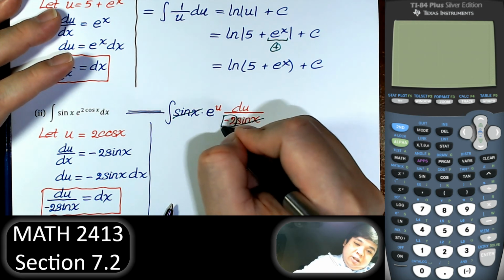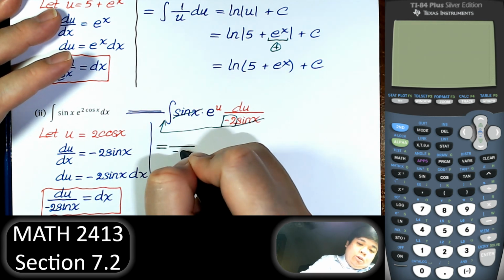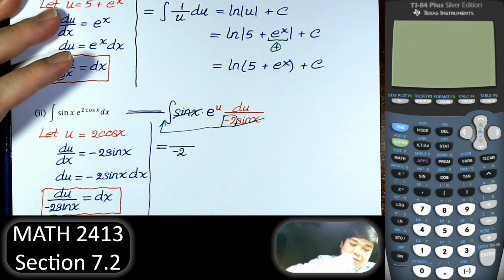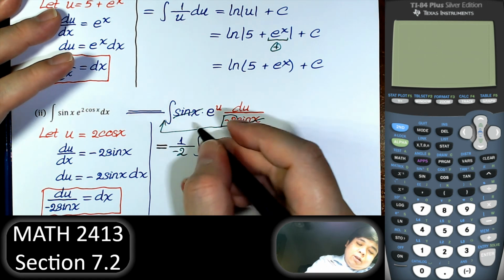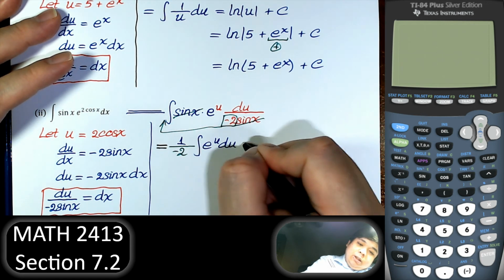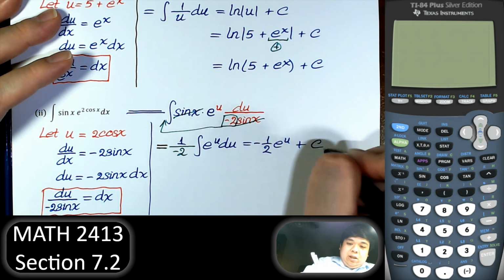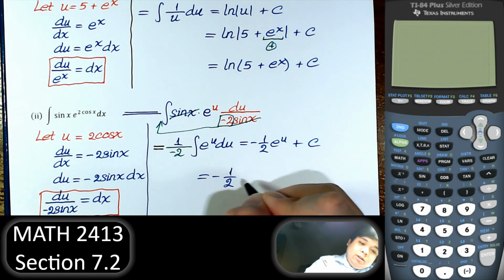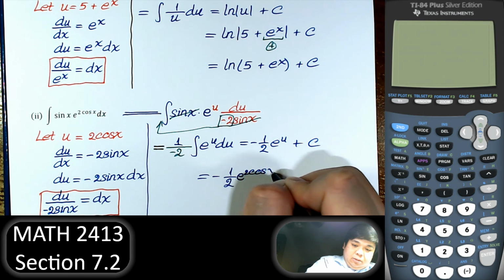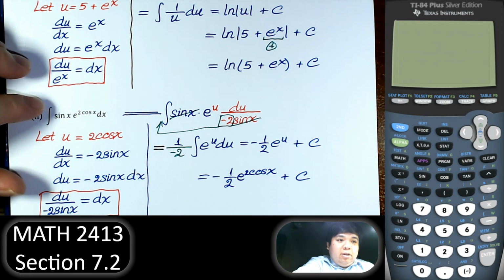Negative 2 is a constant, so take it outside. It would still stay at the bottom. We have e to the u du. The integral of that is just the same thing. And finally, u is 2 cosine x. We substitute it back in. That's what we have, right.